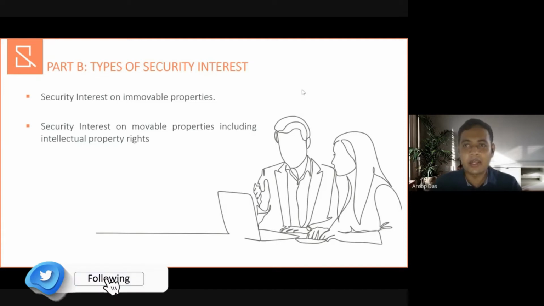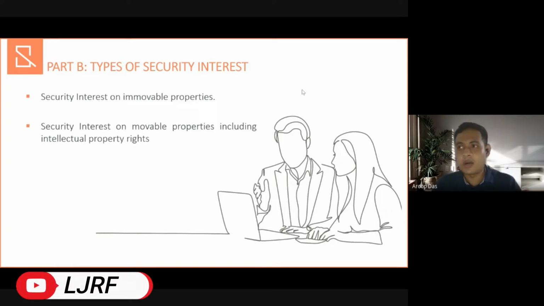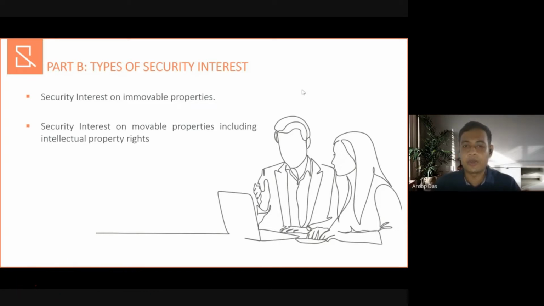So first, the most common form of security which you would see on a day-to-day basis, whenever you buy a flat or purchase a house, is immovable property, which is your landed property or a building or anything which is considered to be an immovable property in terms of your Transfer of Property Act. Security interest on immovable property can be created by way of 5 different types of mortgages, which is covered in Section 58 of the Transfer of Property Act.